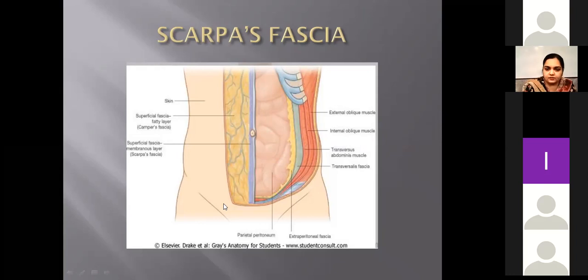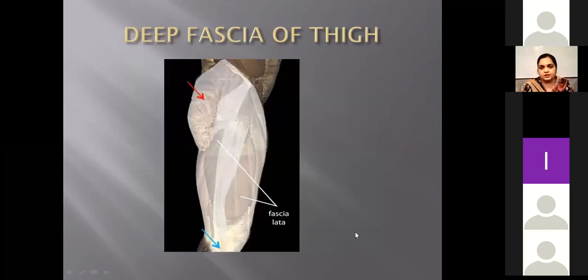Then the deep fascia. This deep fascia encloses the whole thigh. The thigh consists of muscles that are grouped in three compartments. What are these compartments? Anterior compartment, posterior compartment, and the medial compartment of the thigh. So we have the three compartments of the thigh: anterior, posterior, and medial. And these compartments all are covered by the deep fascia of the thigh.